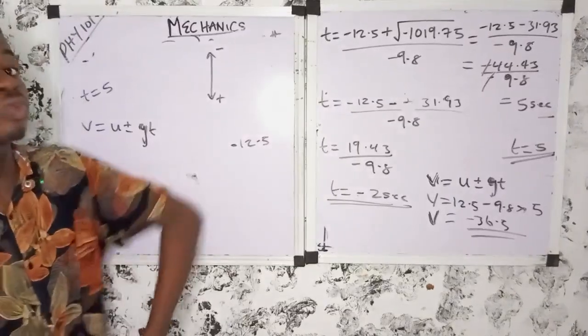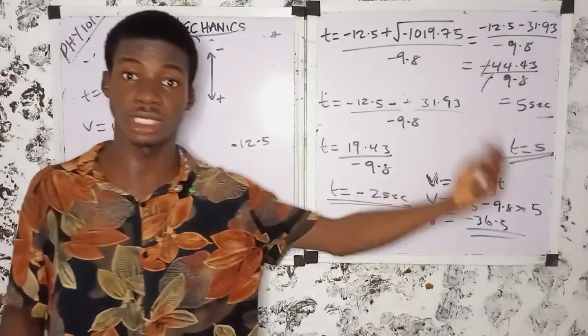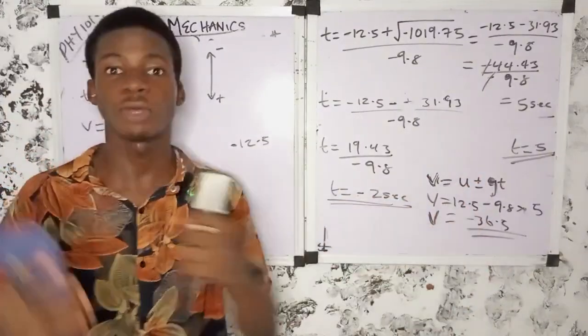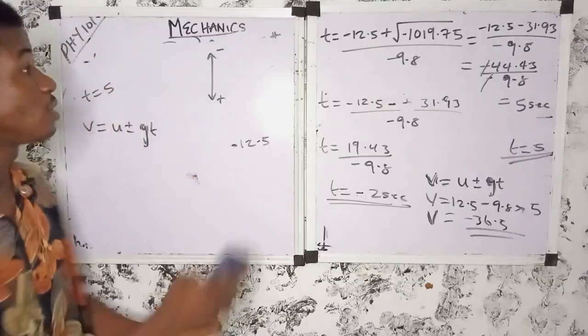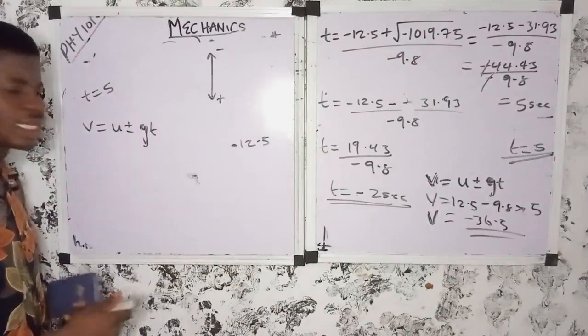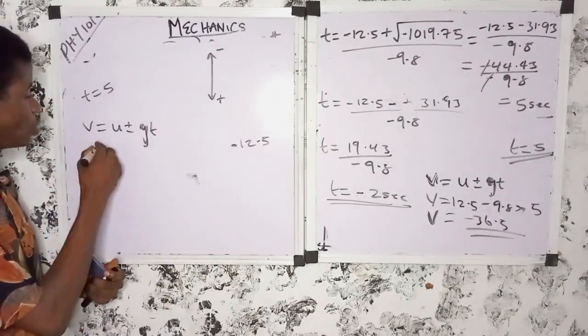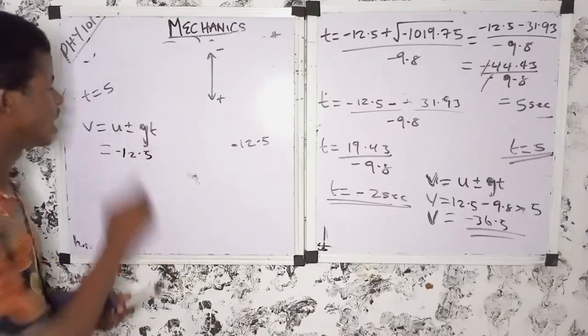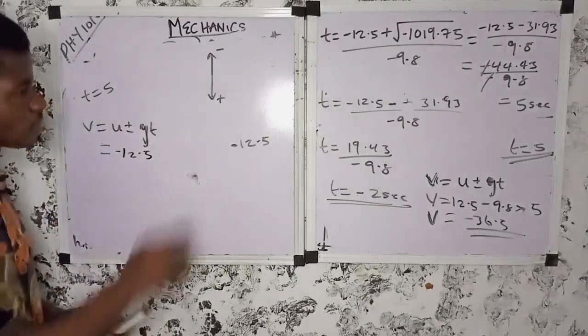But remember, when we used the very first coordinate, the helicopter velocity was positive 12.5, right? But since we are using the second coordinate, the helicopter is moving upward, so U equals minus 12.5. Now, what about G? Are we going to use plus? Are we going to use minus?